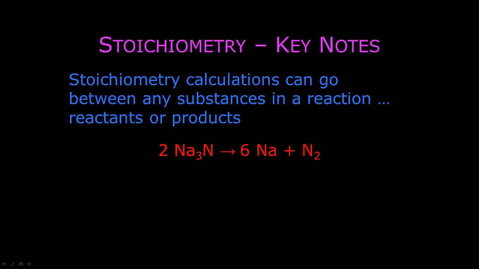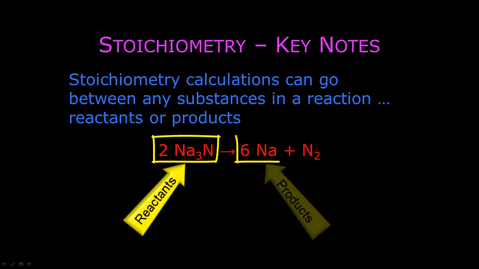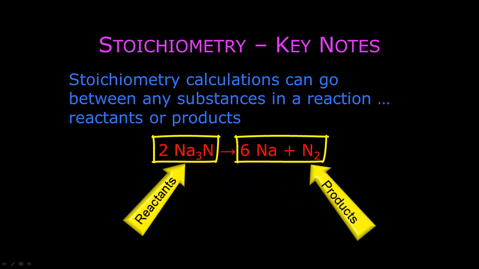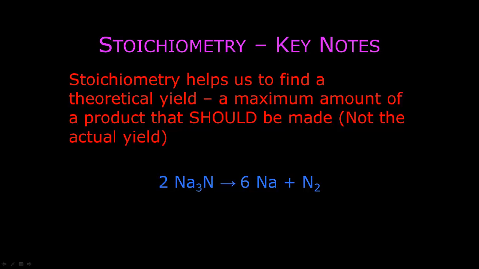So some notes, the key notes that you may need is that stoichiometry calculations can go between any substances in a reaction, which means it can go between reactants or the products. It also helps us to find a theoretical yield, which is the maximum amount of product that should be made.